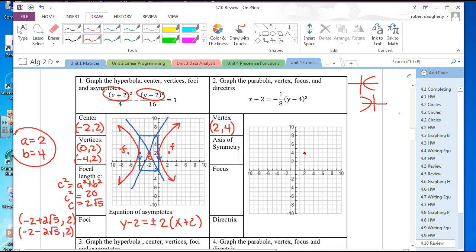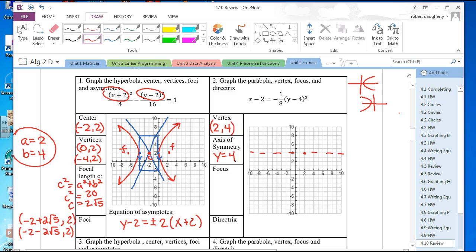Axis of symmetry. This is a horizontal parabola. So the axis of symmetry is going to run through that vertex. This is my axis of symmetry right here. This is one of those where just doing it on a graph is going to help you. That is the line y equals 4.